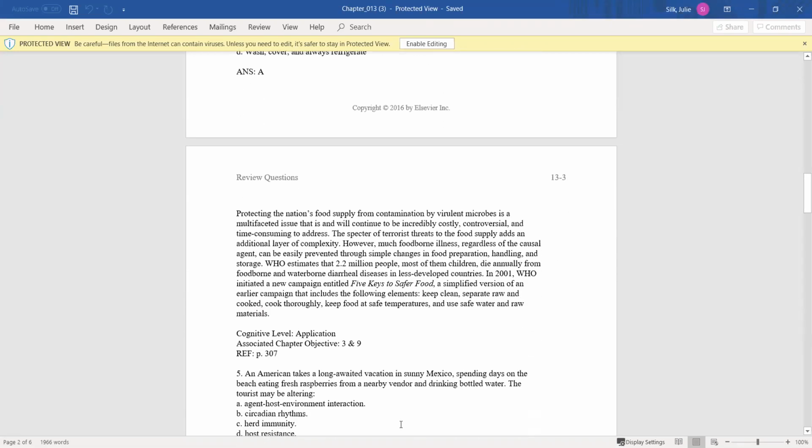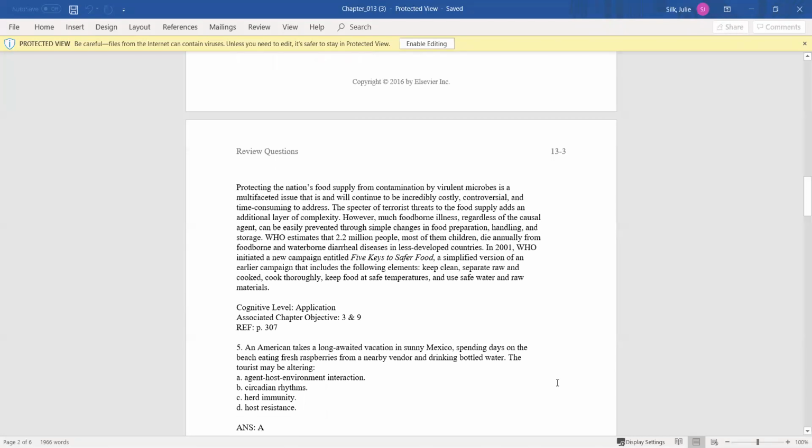All right, let's try this one. An American takes a long-awaited vacation in sunny Mexico. Boy, wouldn't that be nice? Spending days on the beach eating fresh raspberries from a nearby vendor and drinking bottled water. The tourist may be altering what? A. It is A. Good job.